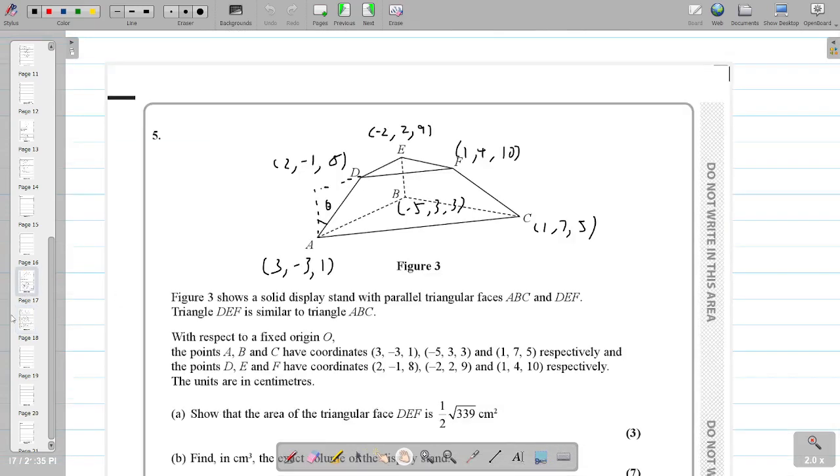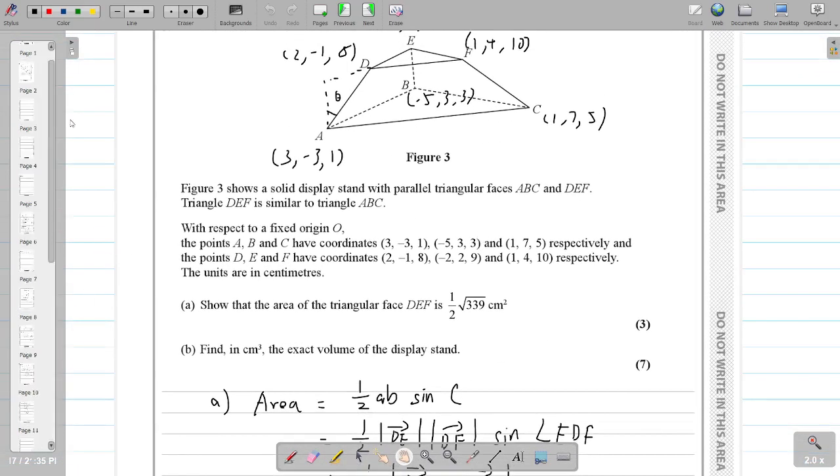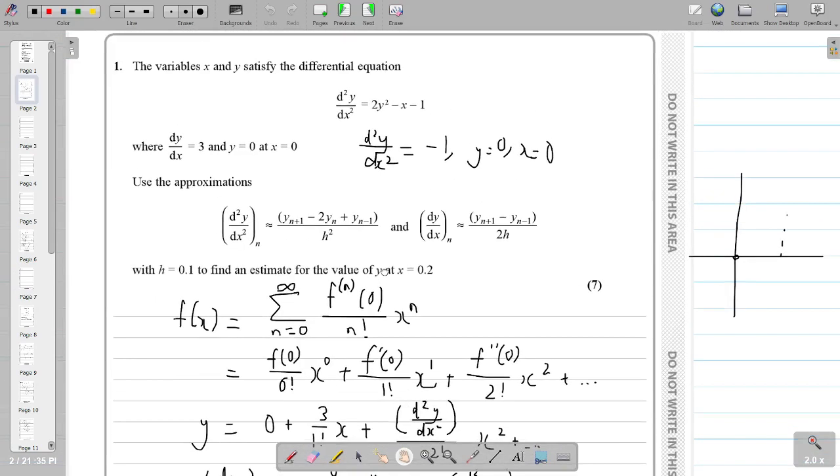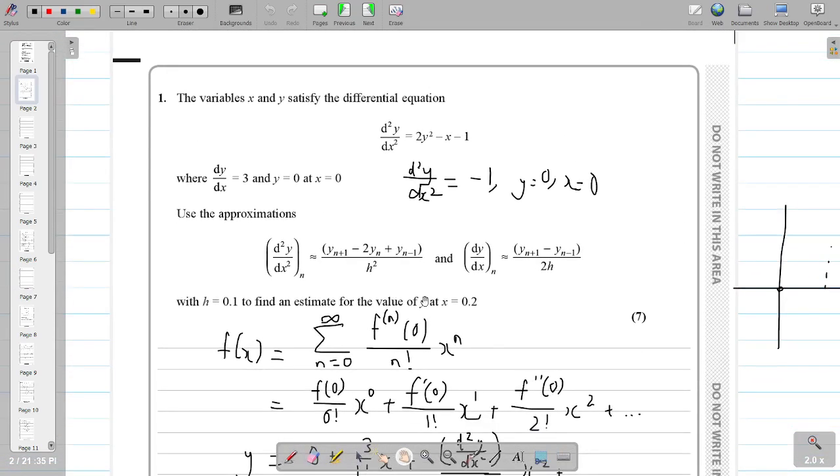So now let's go back to question 1 and see how we deal with this again. All right, because we're done with 2, 3, 4, and 5. We're left with question number 1 to deal with. Let's think about this one.